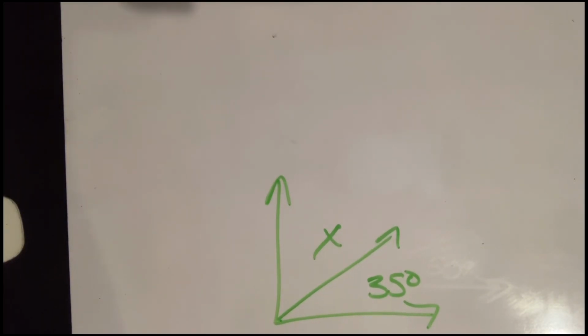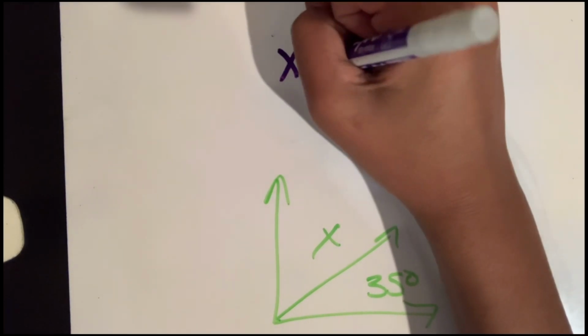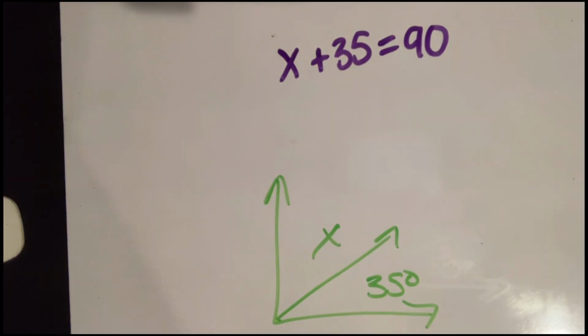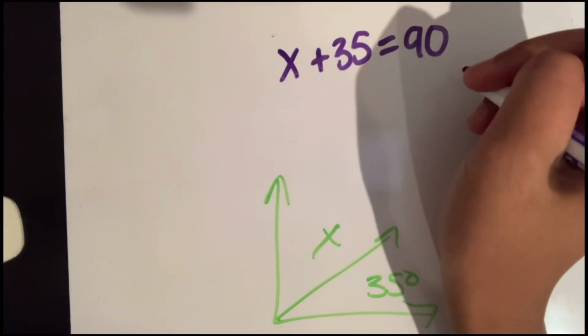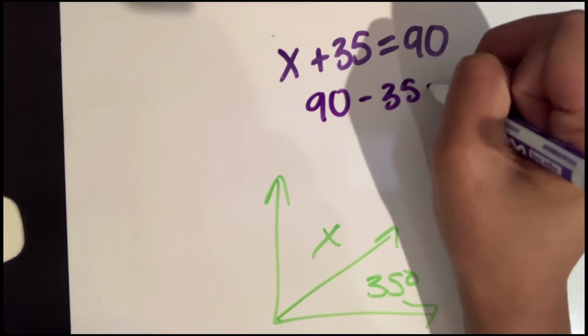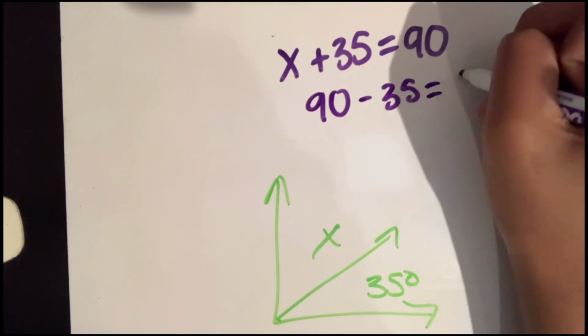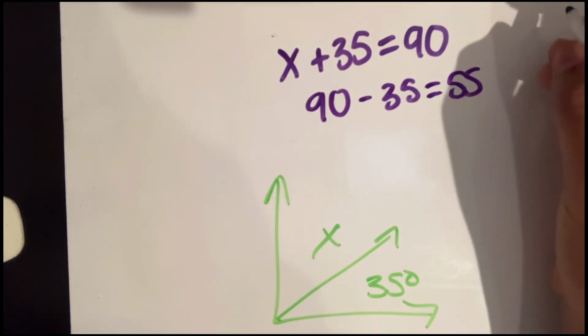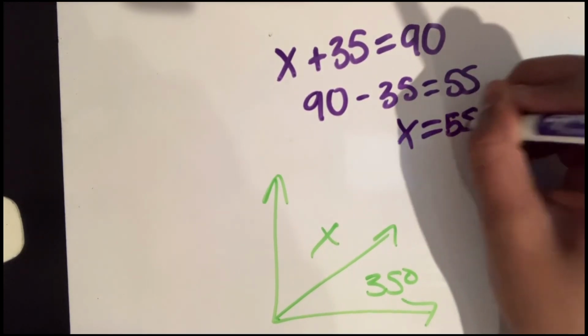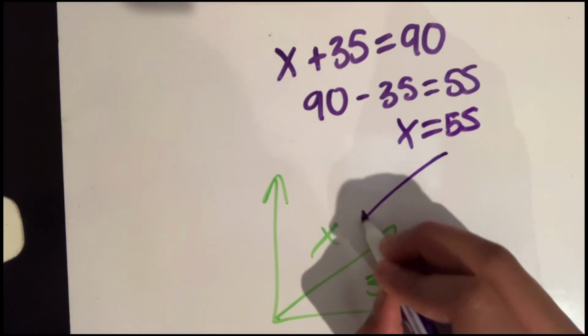Let's try it with a right angle. First complementary angle equals 35 degrees and the other one is missing. We know that a right angle equals 90 degrees, so our equation will be x plus 35 equals 90. So what we can do is subtract 35 from 90. 90 minus 35 equals 55. X equals 55 as our missing angle.